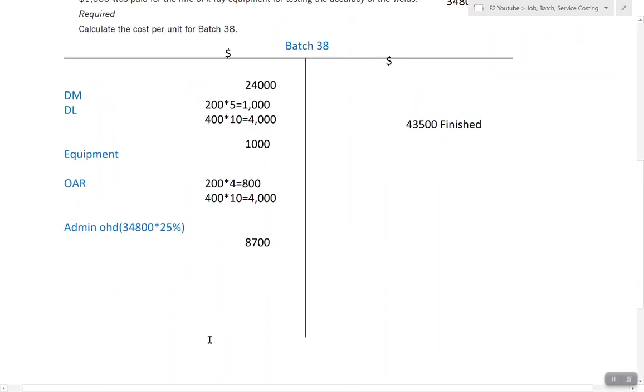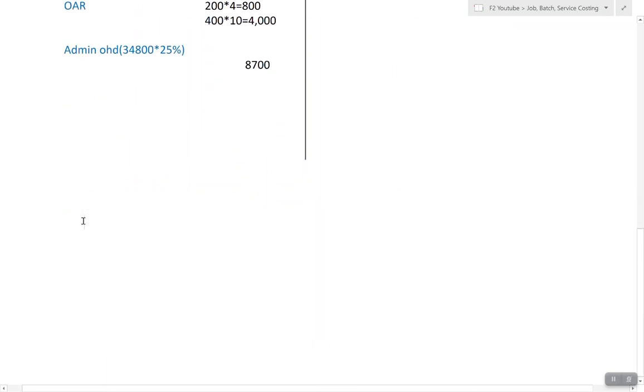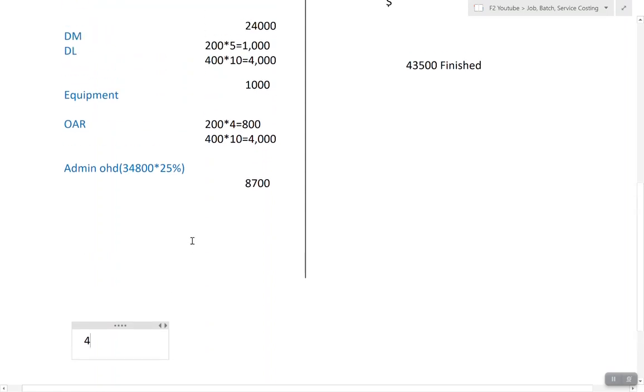Now, this was same as job costing. Now what we do, we take the total cost, 43,500 divided by total number of units, which is 500. It gives us cost per unit.